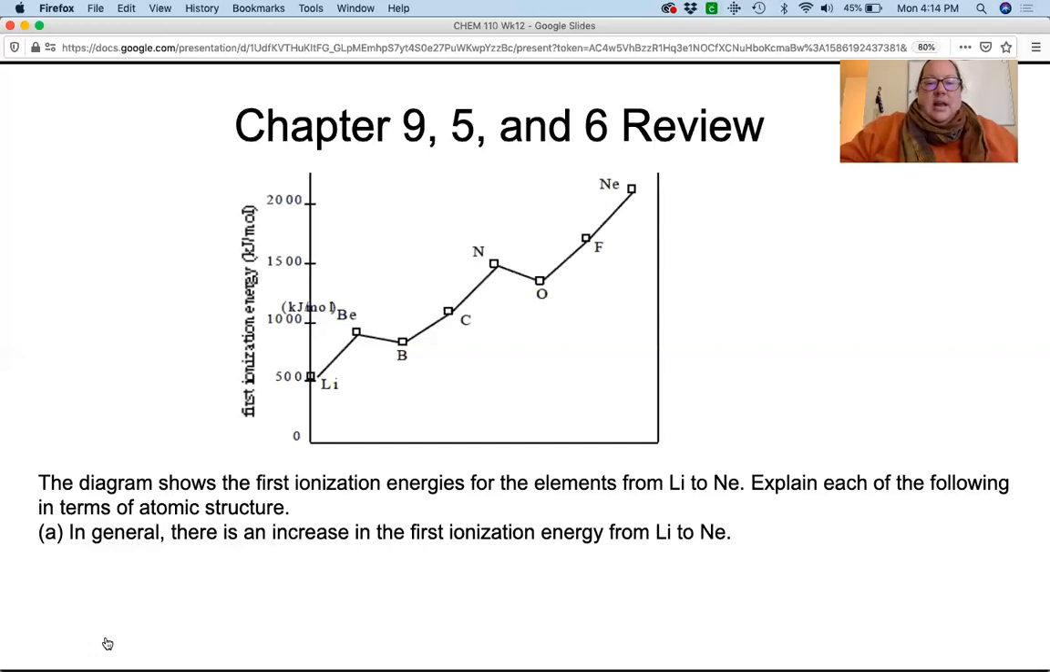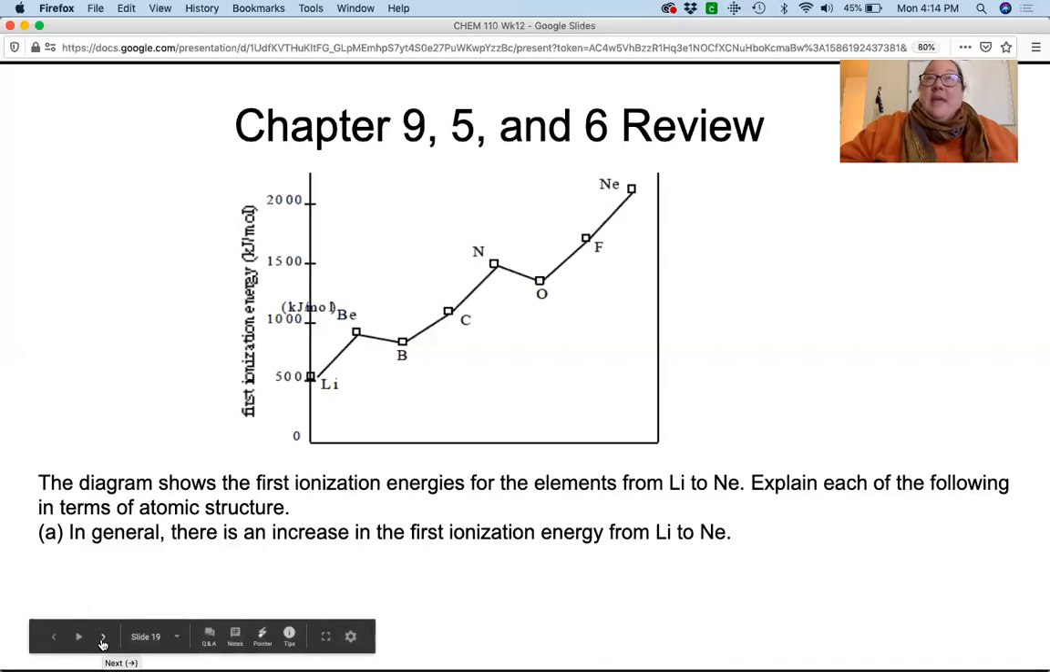Well, let's take a minute and think about what we know about our electron configurations. The electron configuration for lithium is 1s2, 2s1. The electron configuration for neon is 1s2, 2s2, 2p6. So let's think about how that might impact our understanding.